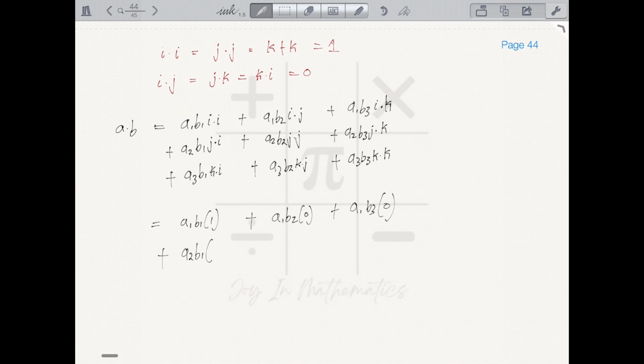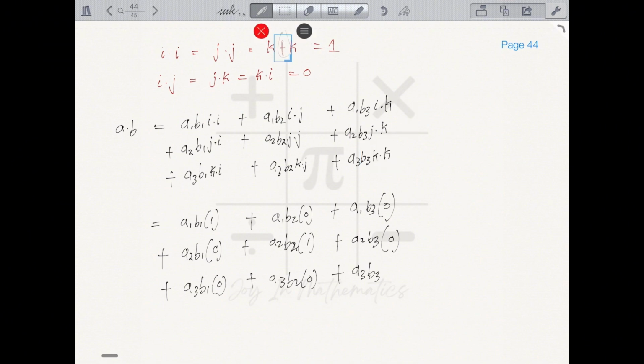J dot I is similar to I dot J, which is also equal to 0, plus A2 B2. J dot J is equal to 1, and A2 B3, that's J dot K. So we have J dot K here, which is equal to what? 0. So we have A3 B1 times 0, A3 B2 times 0, and finally A3 B3. K dot K, it should be dots, sorry about that, which is equal to what? 1.